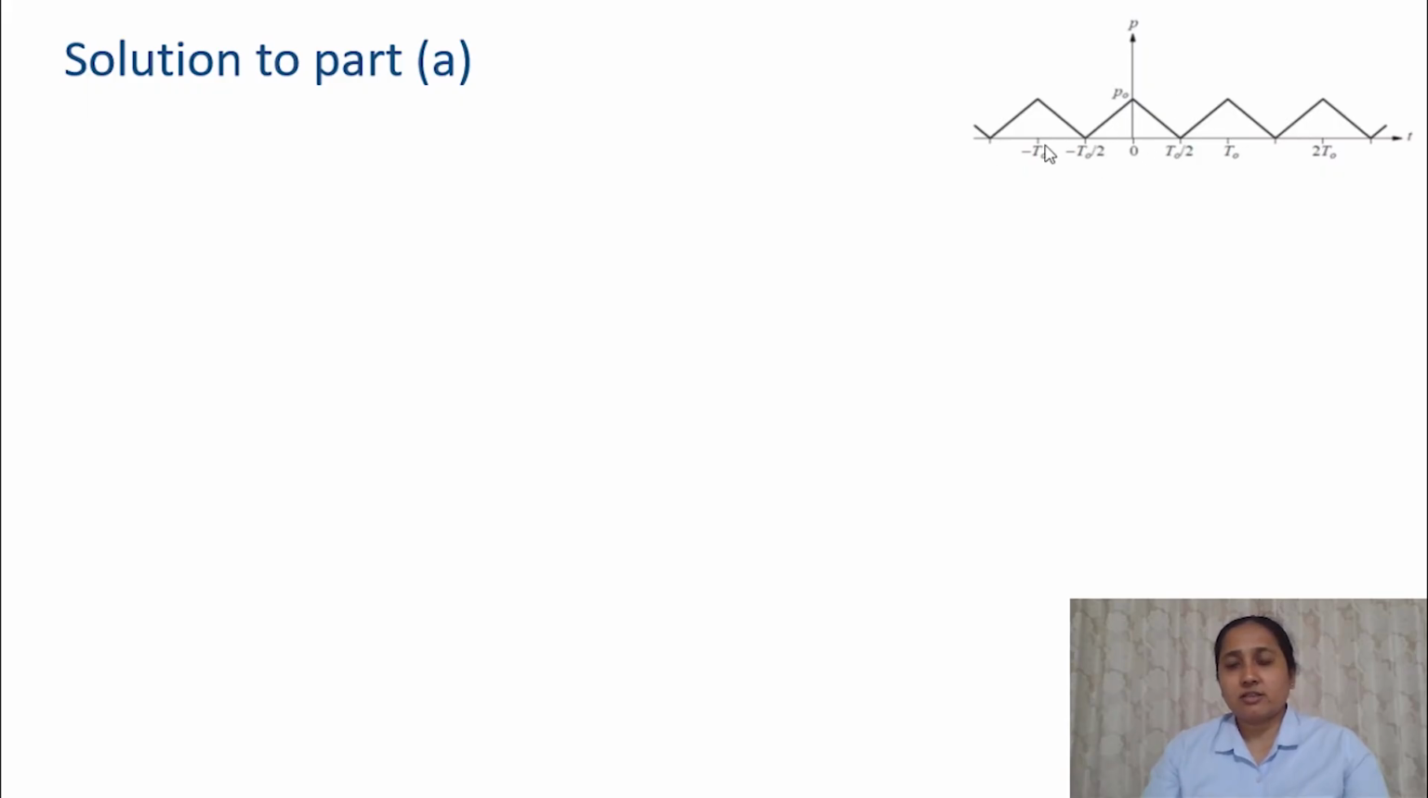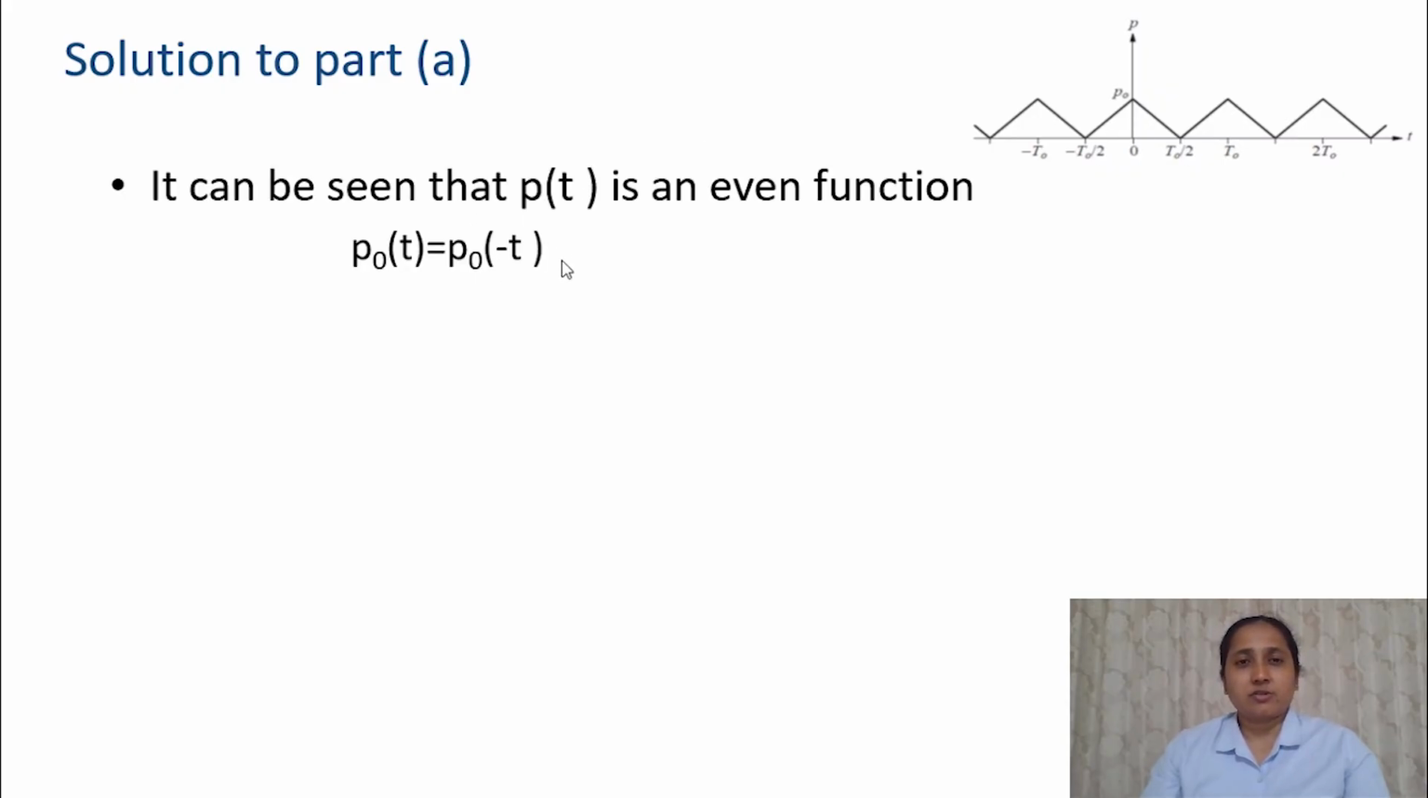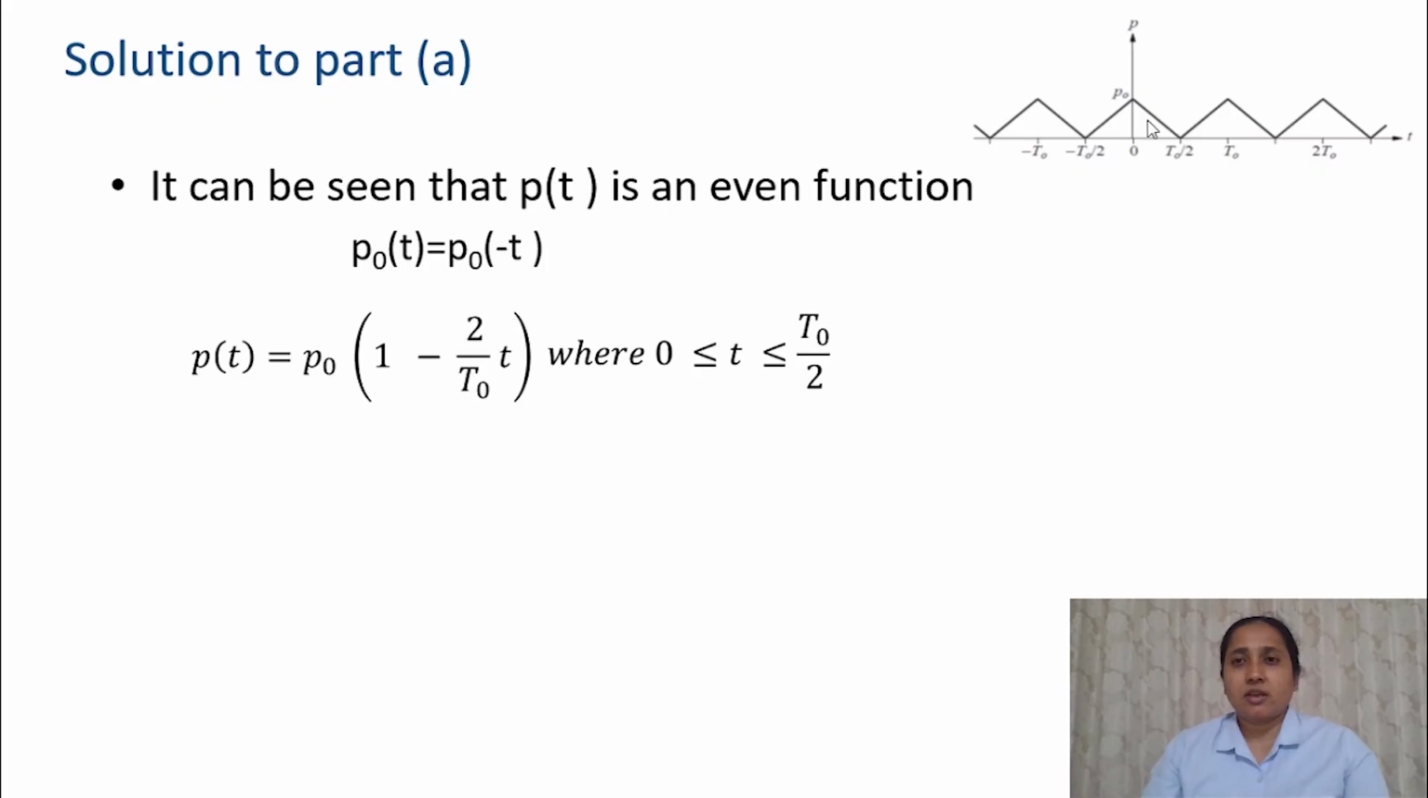That means this function is symmetric about the y-axis. That is, p at time t is equal to p at time minus t. So if this condition is satisfied, this function is an even function. Now we can represent this function as an equation.